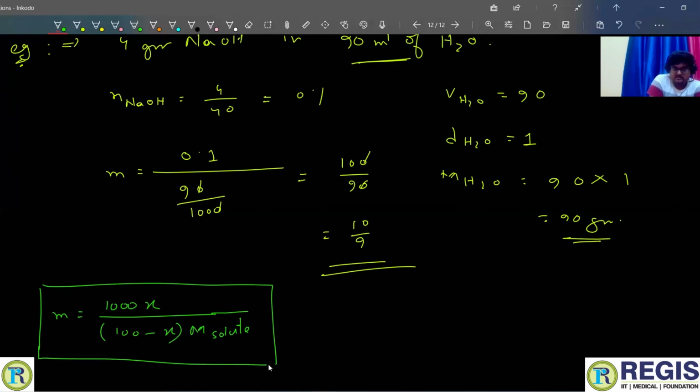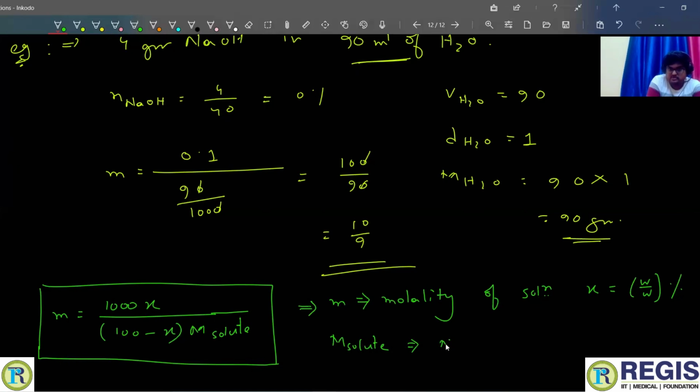That is the first part. In this case, m represents molality of solution, X is weight by weight percent, and M of solute is the molar mass of solute. Okay, this is the first formula.